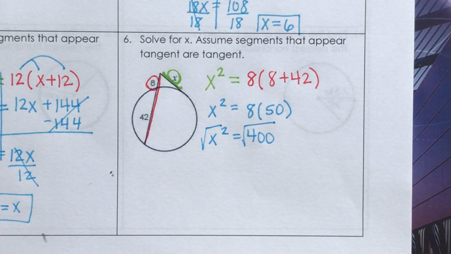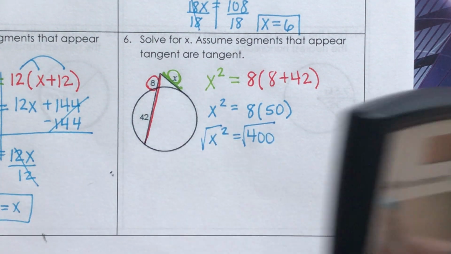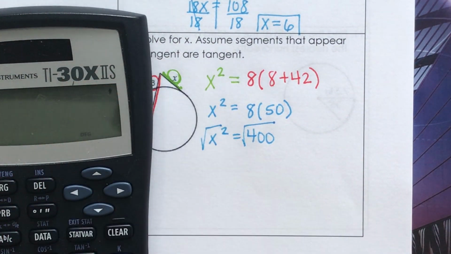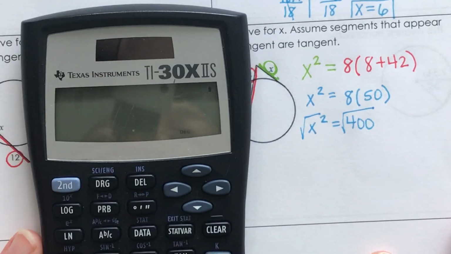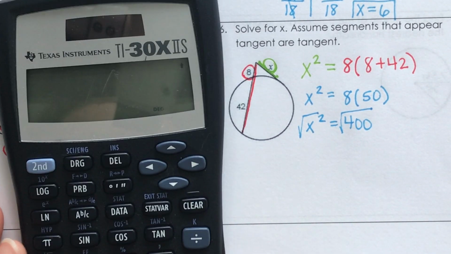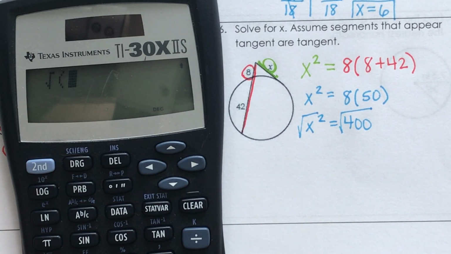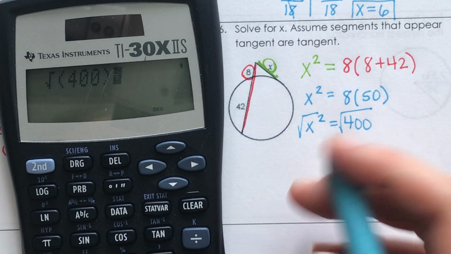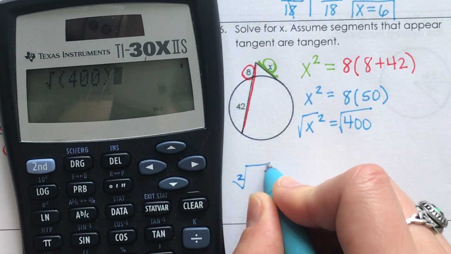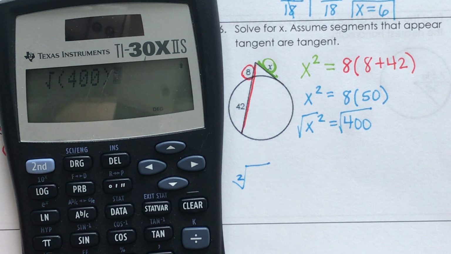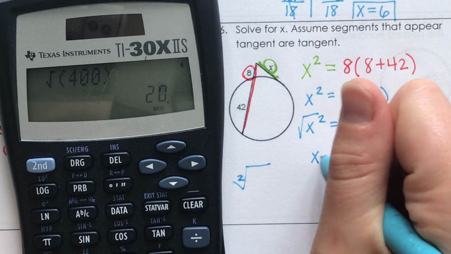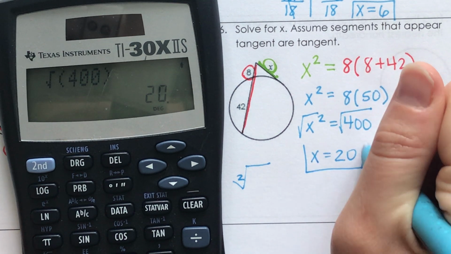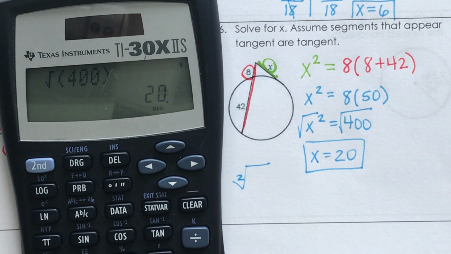Depending on what you're using, you might have to hit the shift button, or you might have to hit the second button. It depends on if you're using a calculator or your phone, but since I'm using a calculator, I'm going to push second x squared, and that gives me my square root. Then I put the 400 in. If you're using your phone, make sure you have the square root that has the little 2 next to it at the bottom, so it looks like this. That means square root. Okay, my answer is 20. Easy peasy stuff.